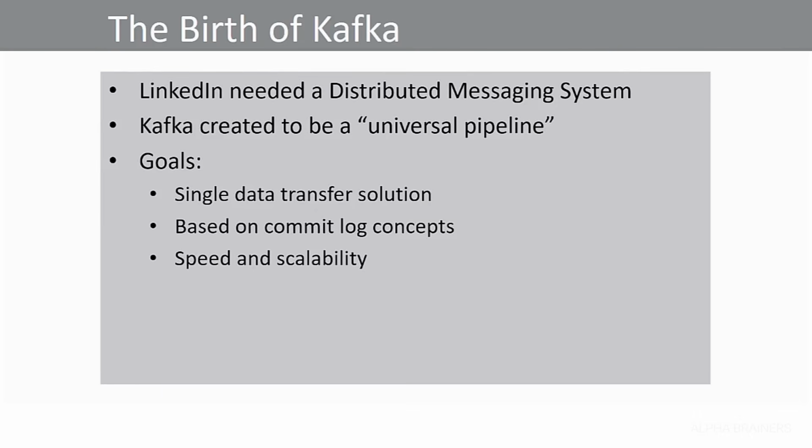Another goal was speed and scalability as well. Speed was important because there was a lot of data at LinkedIn that had to be transferred very rapidly and quickly. And if they had people on the website and the website was really slow in reacting, they would lose those people. Scalability was important as well because they knew they were going to have growth as time went on. So they had to make sure that Kafka could grow along with their data transfer needs.